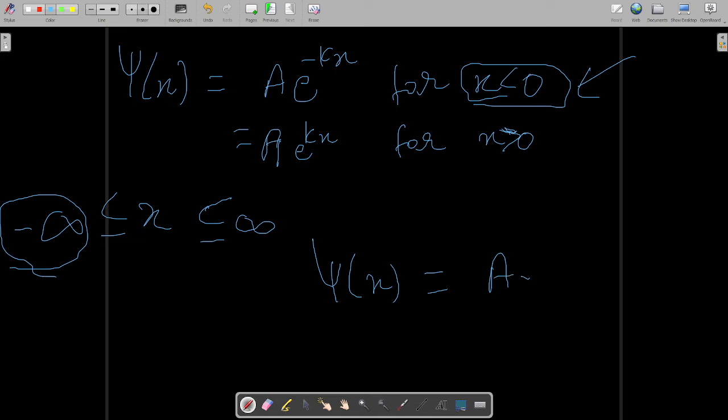You will basically get a e to the power minus k into minus infinity, which is equal to a e to the power k into infinity. We should not write k infinity, e to the power infinity we should write instead, because anything multiplied by infinity is infinity only. There is nothing called k infinity. So e to the power infinity, that in turn is again infinity. So that condition is violated.